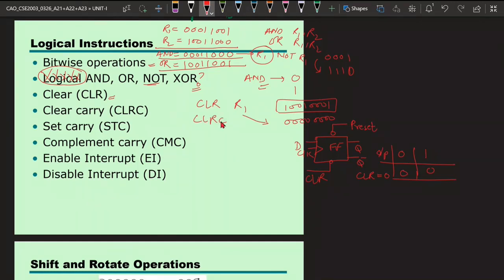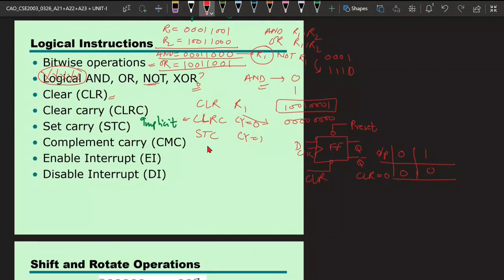For CLRC, there is no need of inputs because it is directly going to clear the content of the carry register. So there is no need to have some input or operand. That's why these are called implicit type of instructions. Implicit type of instructions. Okay. Set carry is another one. STC. So STC, set carry, means it is going to make the carry flag 1. In case of clear carry, it is going to make the carry flag CY equal to 0.